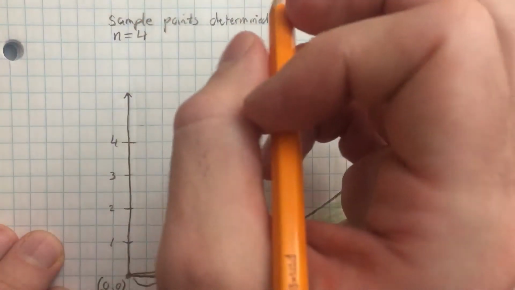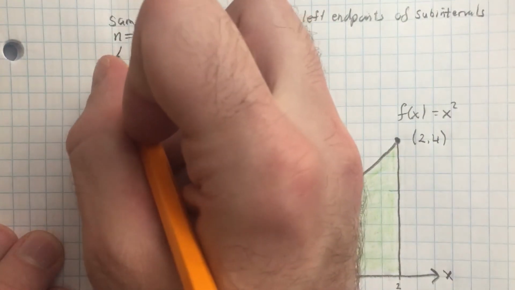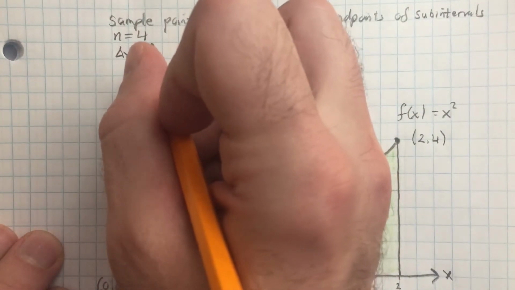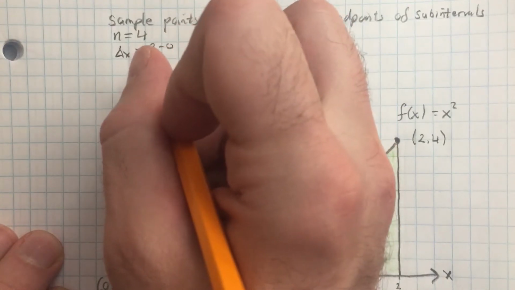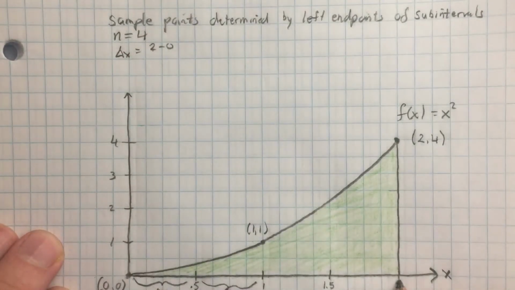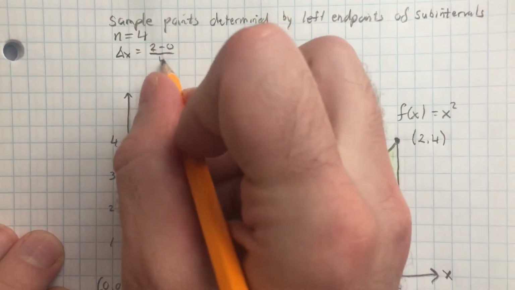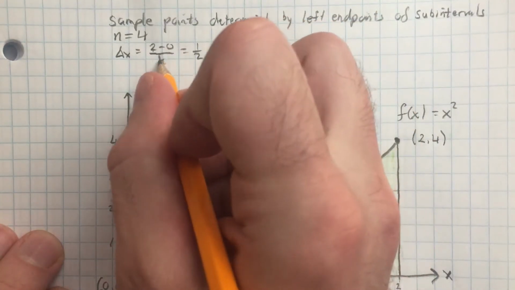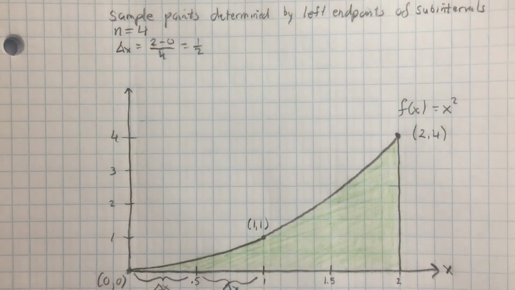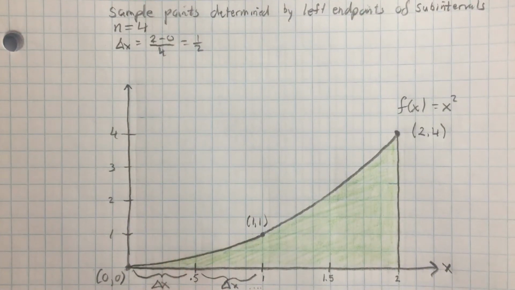We'll only use 4 rectangles, again my choice, and delta x then will be the same. We're over the same interval, so 2 minus 0, right endpoint of the entire interval minus left endpoint of the entire interval, divided by n is 1/2. So there's our delta x right down here.